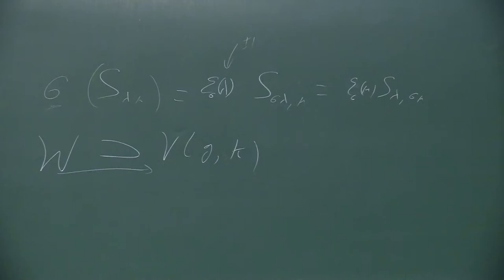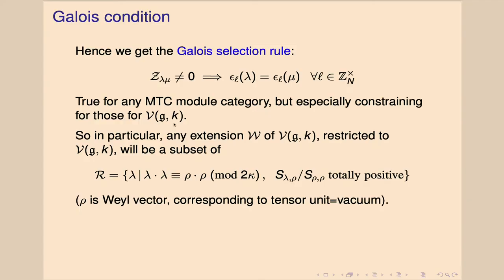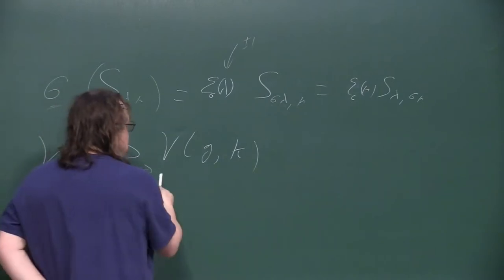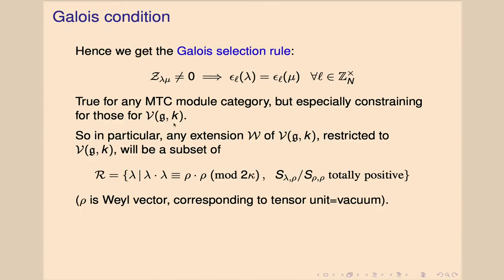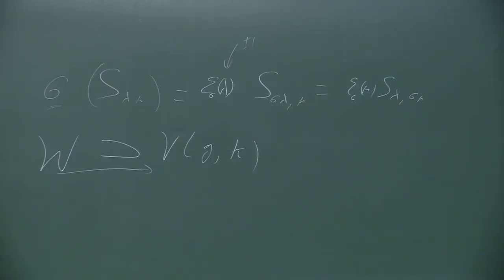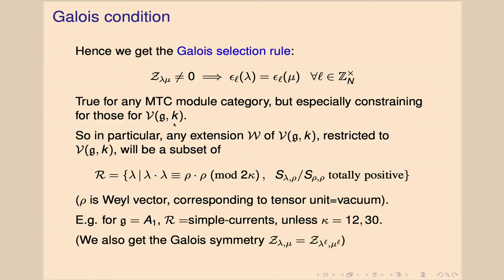So they have to satisfy the Galois condition. That's what this totally positive thing is. Don't worry about this. And then you also have a condition that it has to commute with T. So all of these things in this restriction have to have the same twist as the tensor unit does. And so you get some conditions. These are the conditions you're forced to have for anything that lies in the restriction of your extension to your underlying VOA. So let's just call it R, and let's not pay attention to what those conditions are.